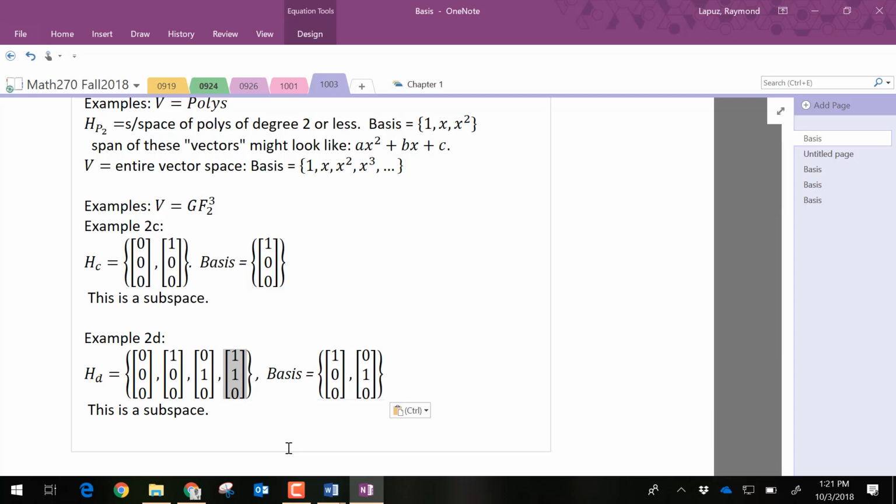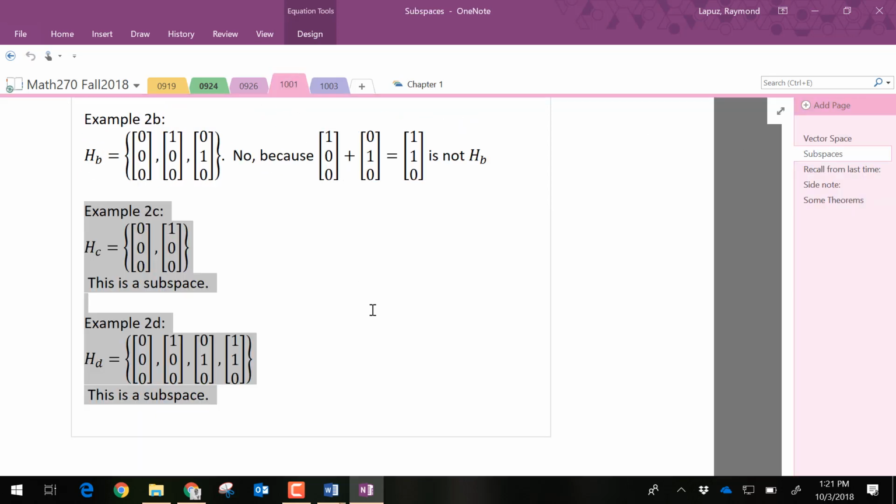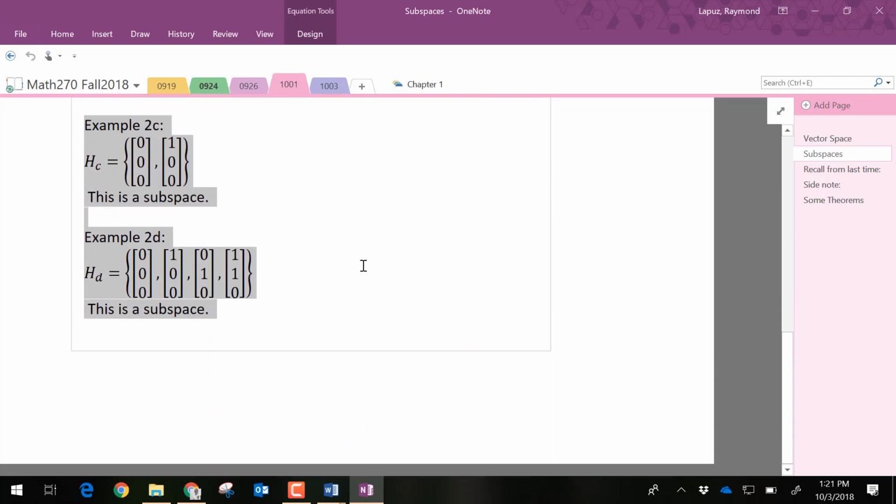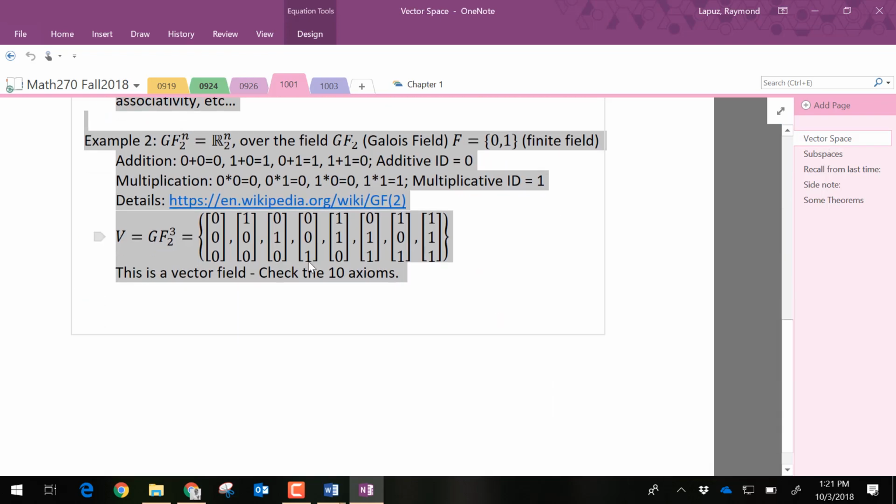All right. Now, if we take a look at the whole space, which is also a subspace, it's not a proper subspace, but it is a subspace. And Ali already answered this question. We actually listed this down, didn't we?